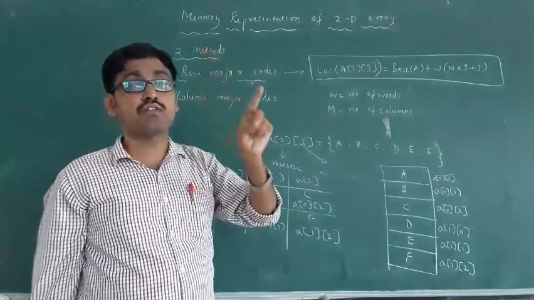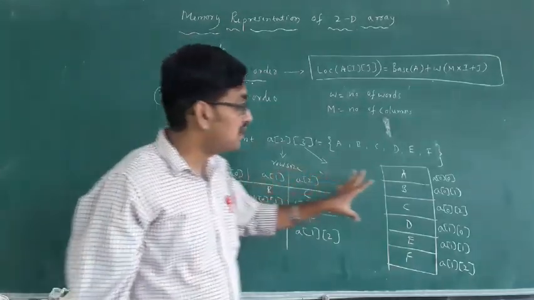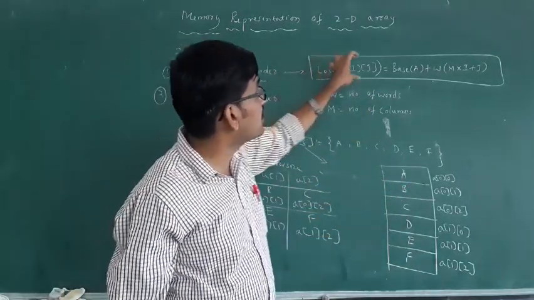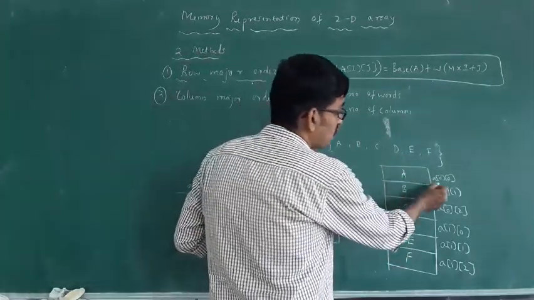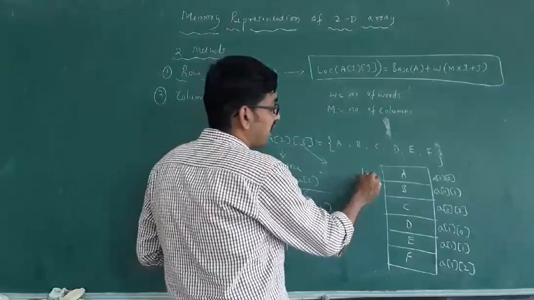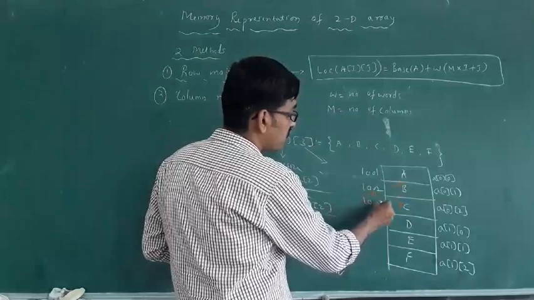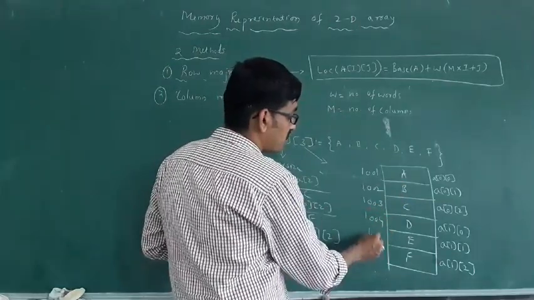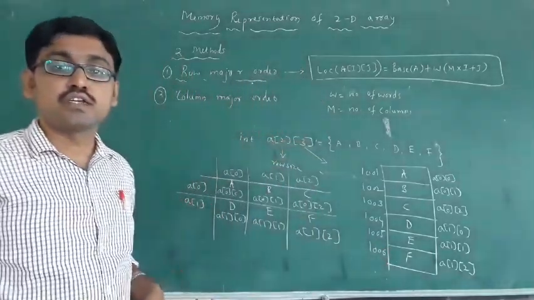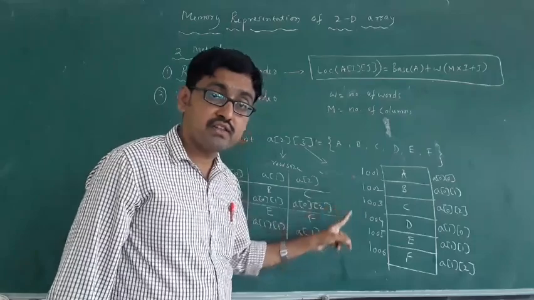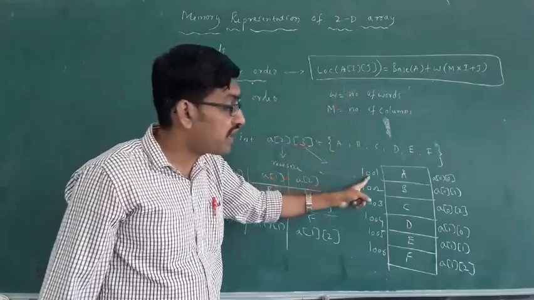How to find the address of a 2D array in the row major order method? You have to write this diagram. For example, I am taking A will be stored in the location A of 0 0 at the address 1001, at the address 1002, 1003, 1004, 1005, 1006. These are the addresses. I want to find these addresses, then you have to use this formula.